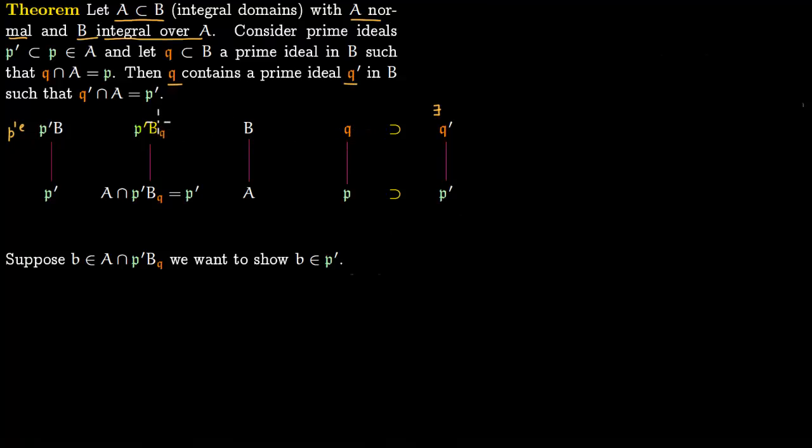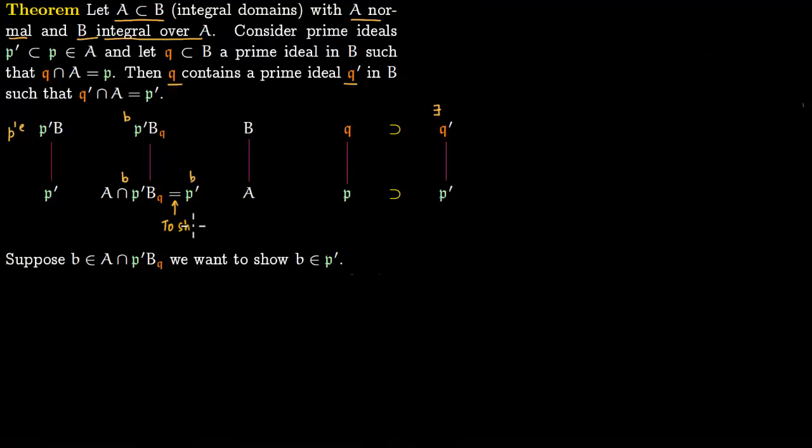Once we localize, we get a new ring B_q, and then we can consider the extension of p' in this bigger ring, p'B_q. So this is the localized ring. Instead of this, we can consider this ring. Now if you pick up some element b in this ring and it contracts to b here, then we have to show that this b also lies in p'B. So this equality we have to show.